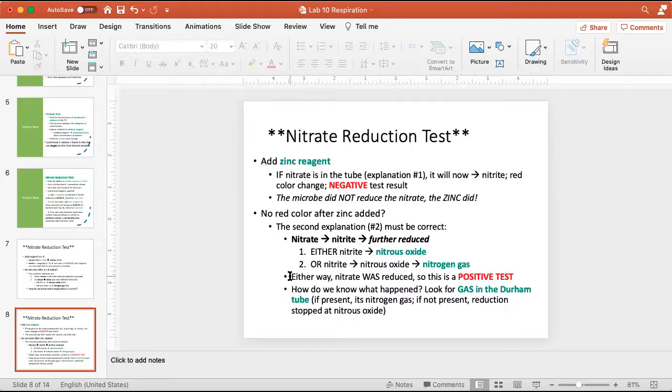Either way, though, that's a positive test because reduction was going on here. Nitrate got reduced. It's just that it got reduced to one of these alternative products. How do we know which product? Well, we look for the gas. We look for the gas in the Durham tube. If there's a bubble in the Durham tube, we know it's nitrogen gas. If there's no bubble in the Durham tube, we know the final product was nitrous oxide.